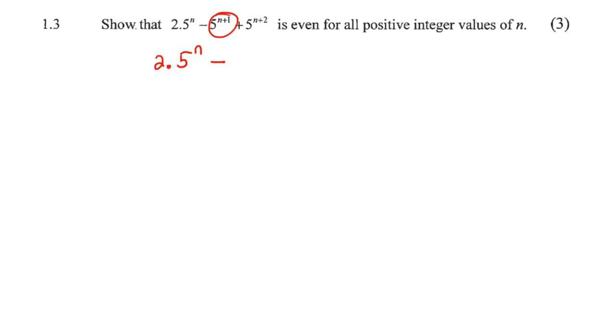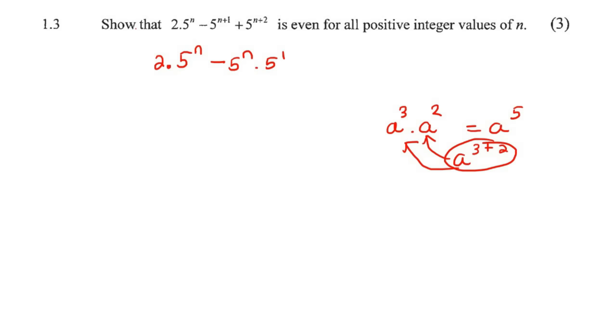Now we're going to split this up. You need to know that this can split into 5 to the n and 5 to the 1. How does that work? Let me show you. If you have a to the 3 and a to the 2, what does that become? If you say a to the 5, that is correct. How did you do that? You added the 3 plus 2. So when it's written like that, you can break it up into its individual parts. So 5 to the n plus 1 can be written as 5 to the n and 5 to the 1.